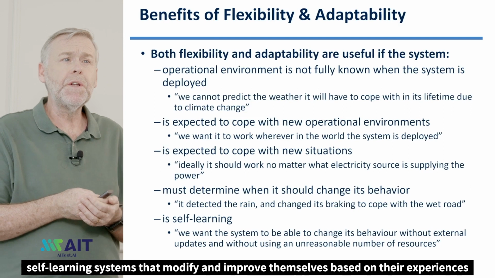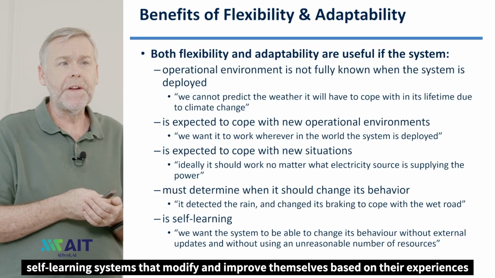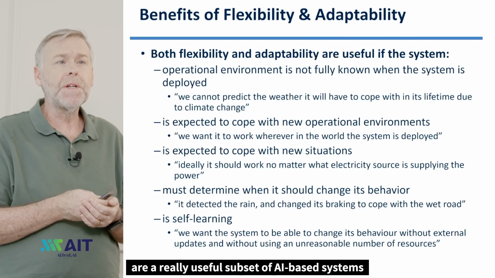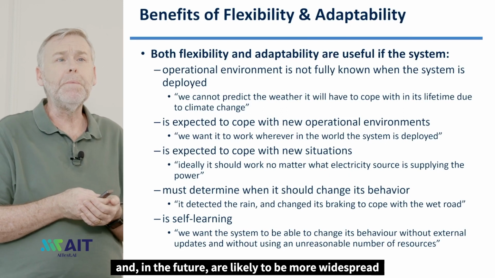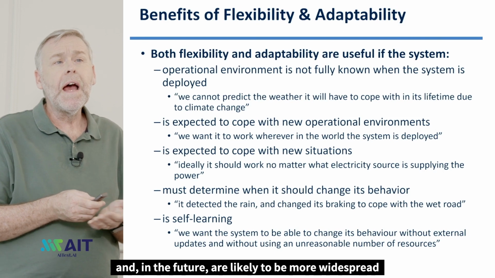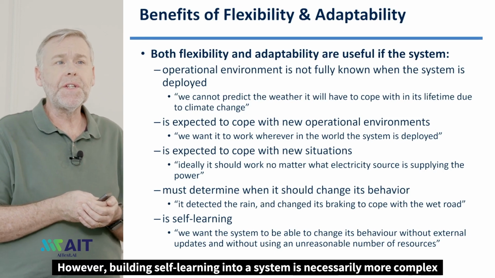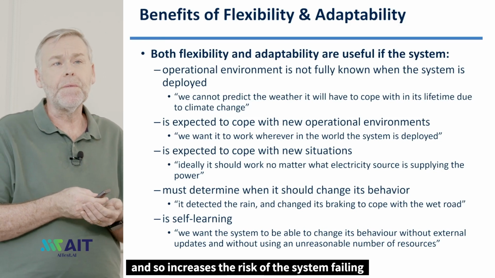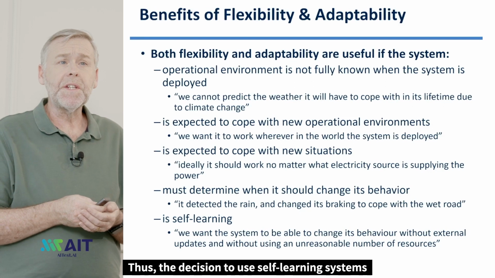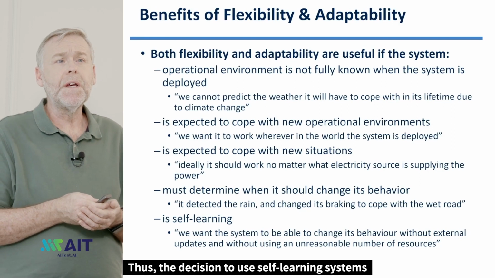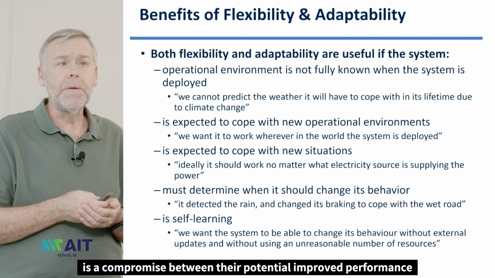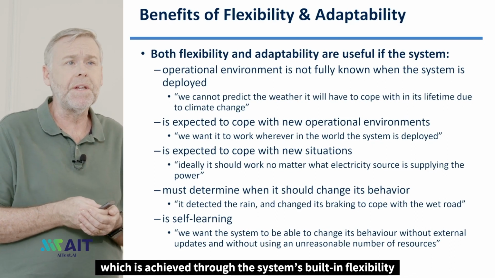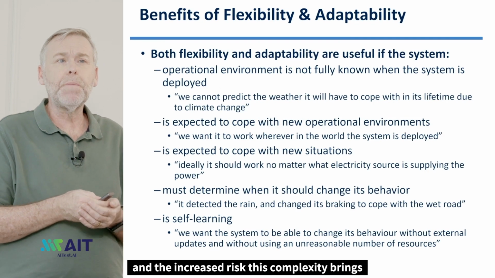self-learning systems that modify and improve themselves based on their experiences are a really useful subset of AI-based systems, and in the future are likely to be more widespread. However, building self-learning into a system is necessarily more complex, and so it increases the risk of the system failing. Thus, the decision to use self-learning systems is a compromise between their potential improved performance, which is achieved through the system's built-in flexibility, and the increased risk this complexity brings.